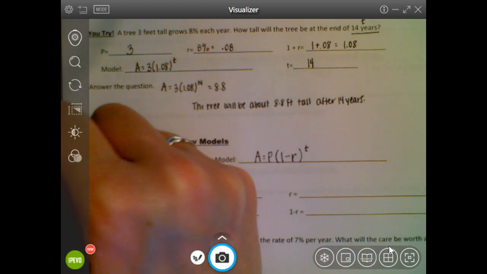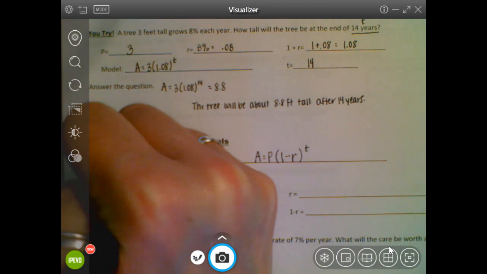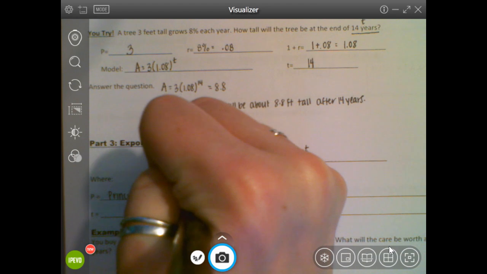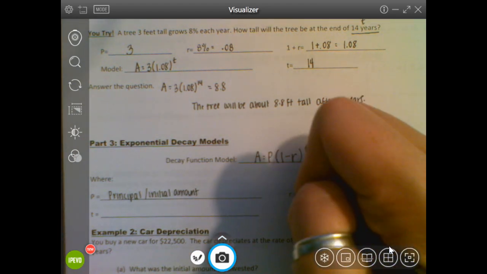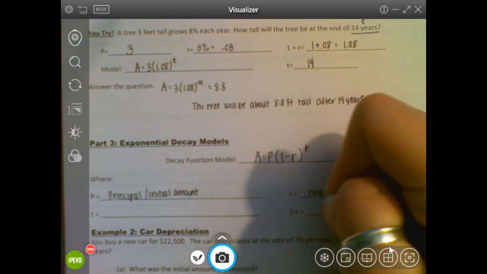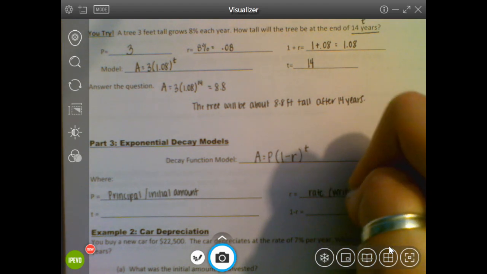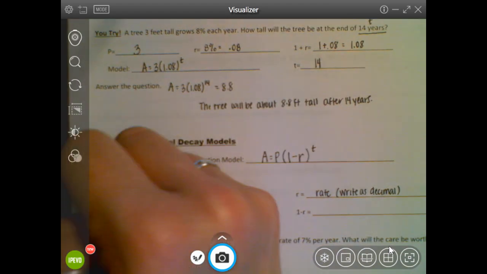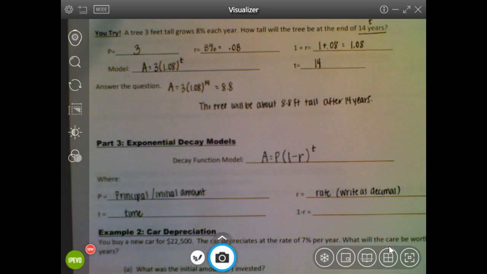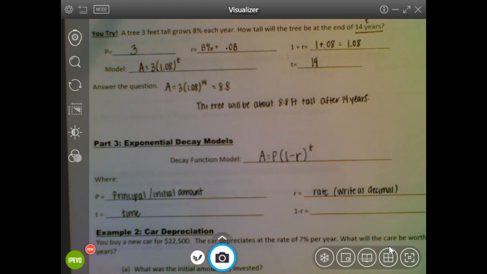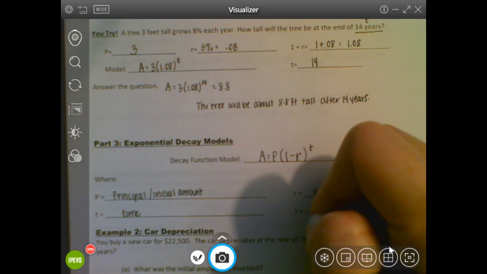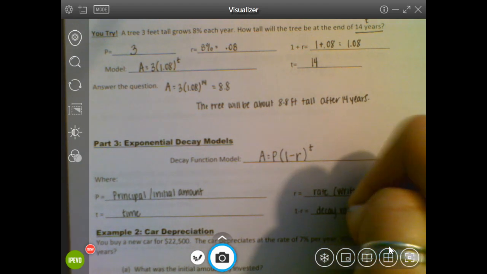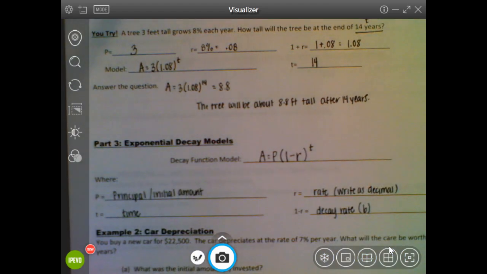And p is still going to be our principal, our initial. The rate is still r, and we're still writing that as a decimal. T is still time. And 1 minus r is actually now going to be our decay rate, which again is representing our b value.